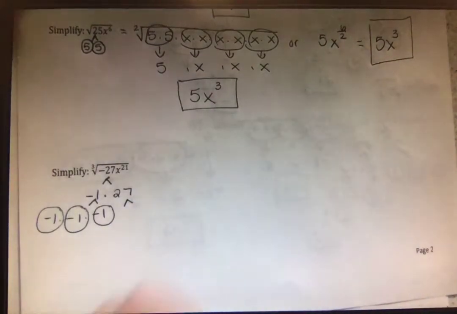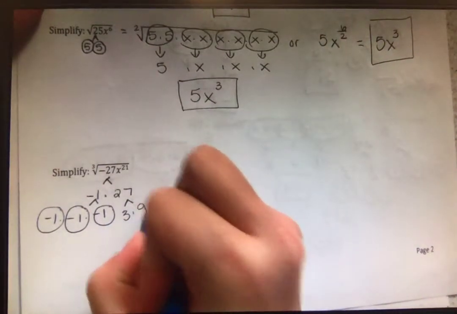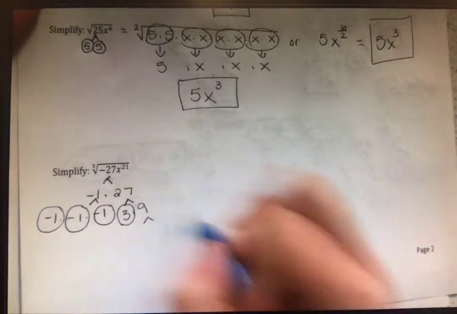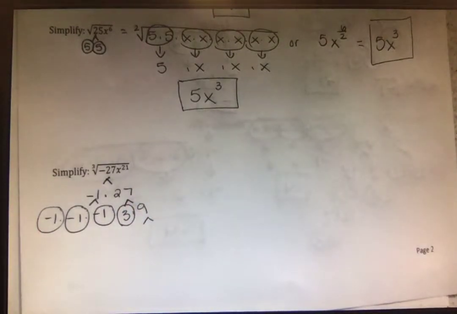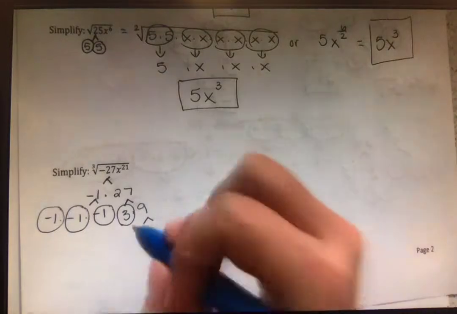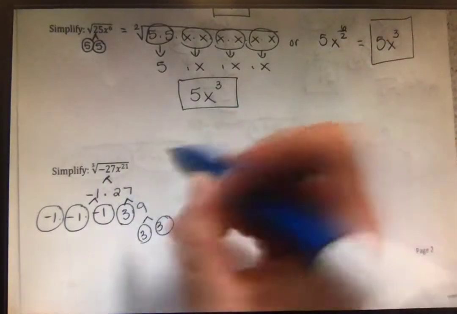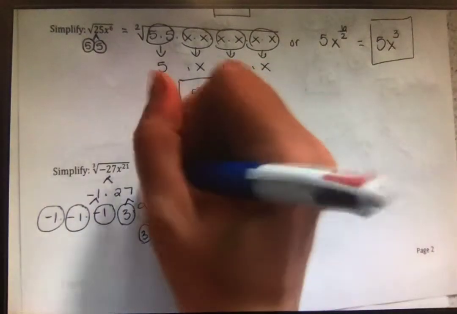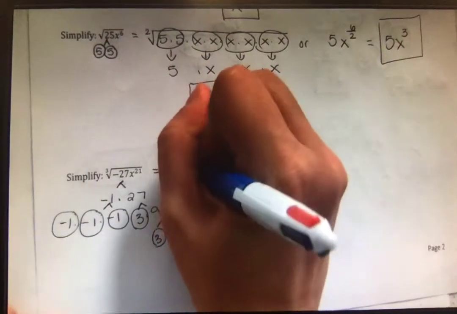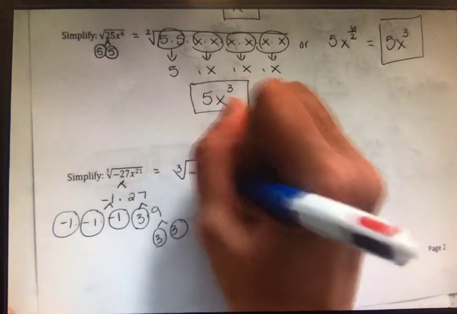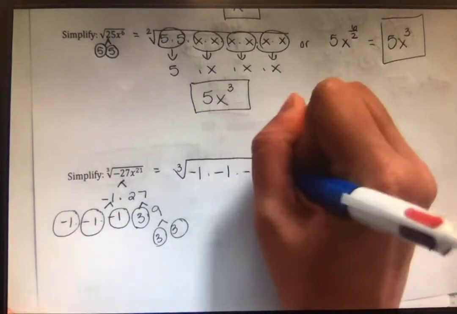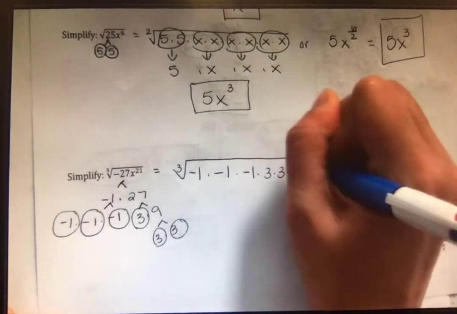Same thing over here with that 27. We can break it down into 3 times 9. 3 is prime, meaning it cannot be broken up any further, so it gets circled. 9 is 3 times 3. Again, 3 gets circled. So dealing with the x's in a second, we have the cubed root of negative 1 times negative 1 times negative 1 times 3 times 3 times 3.